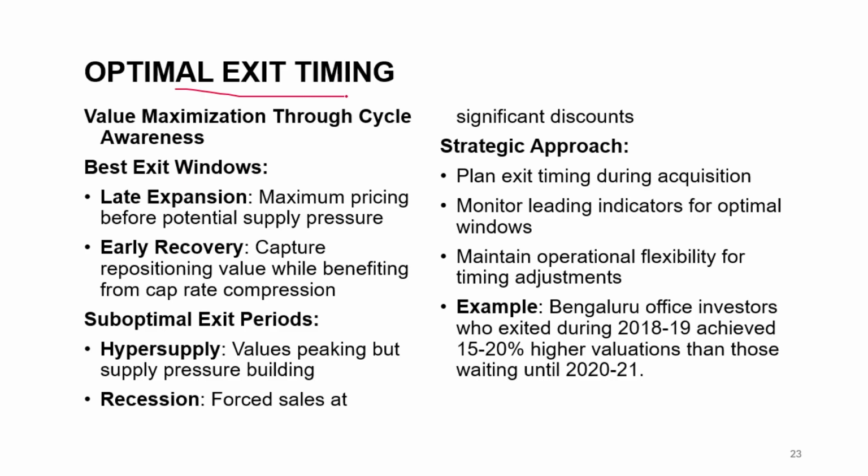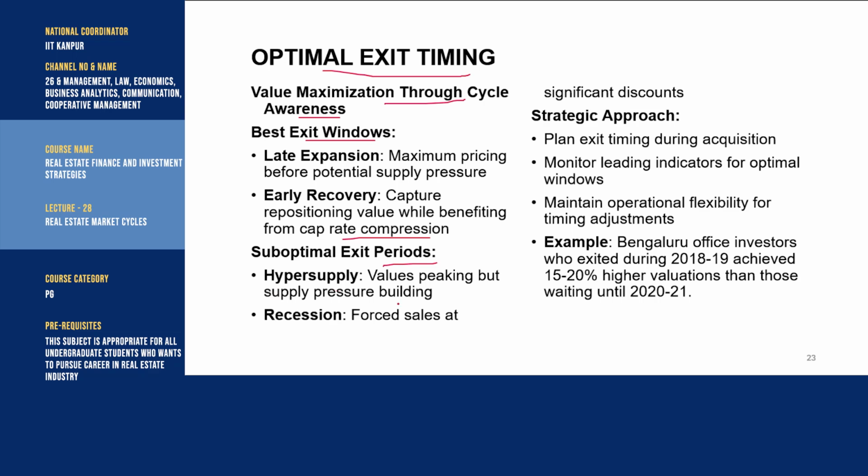Then optimal exit timing: value maximization through cycle awareness. The best exit window includes the late expansion phase, when pricing reaches maximum levels before potential supply pressure builds. Early recovery can also be optimal to capture repositioning value while benefiting from cap rate compression. Suboptimal exit periods include the hyper supply phase, when values may be peaking but supply pressure is building. The recession phase typically forces sales at significant discount.